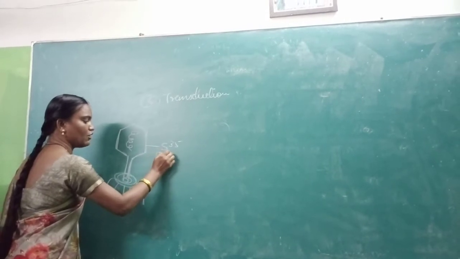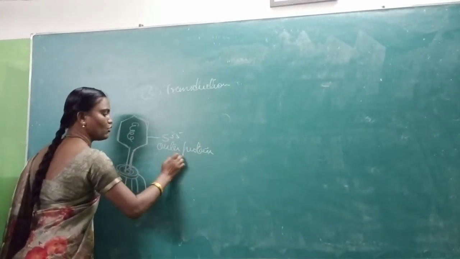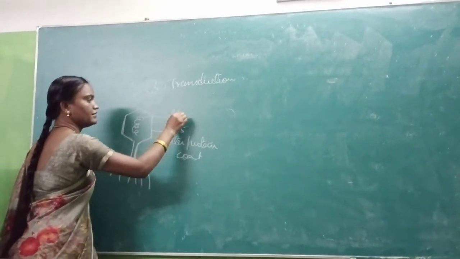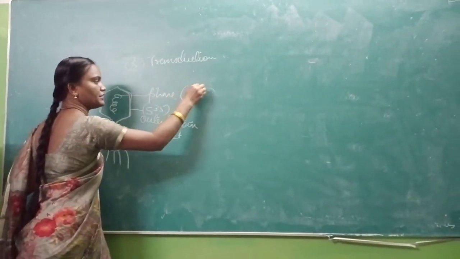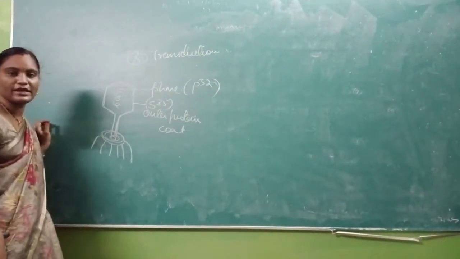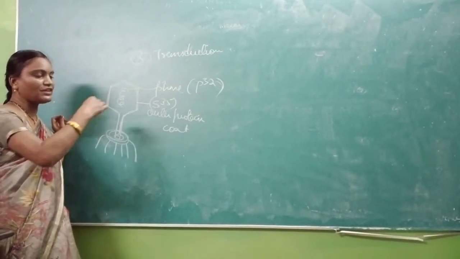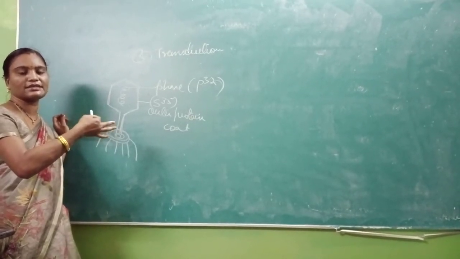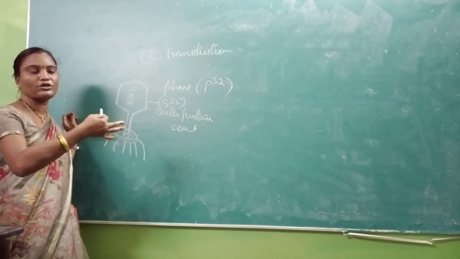This is the outer protein coat, and this is your phage DNA. This phage DNA is radio-labeled with P32. Right. Now, after labeling, again the question arises: how does only DNA act as a genetic information carrier, but not your protein molecules?